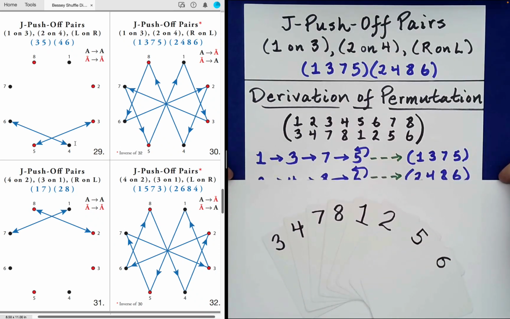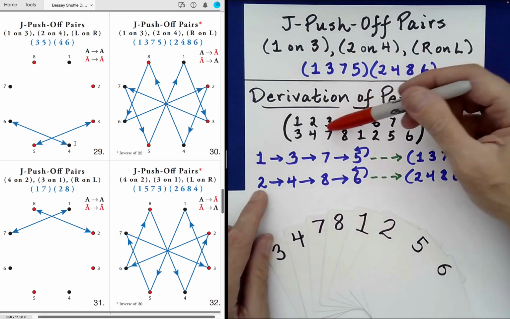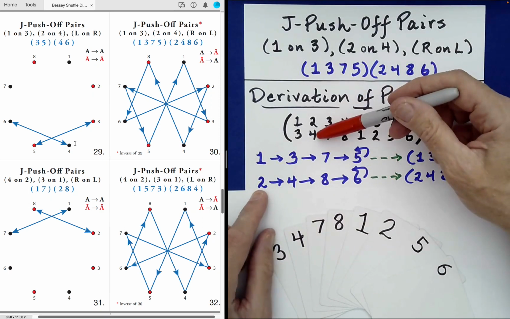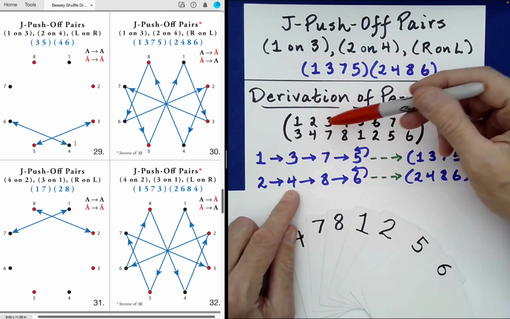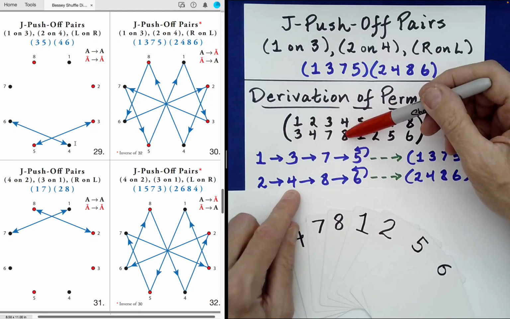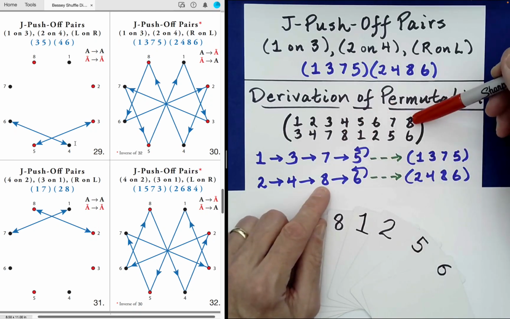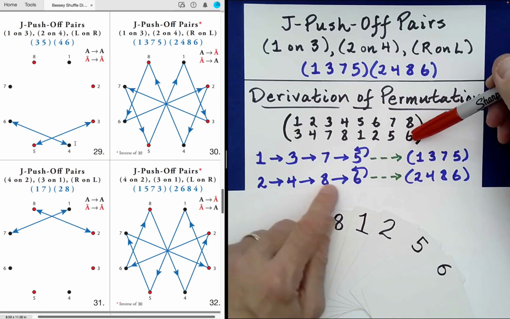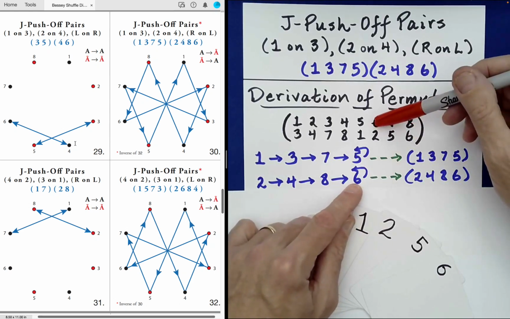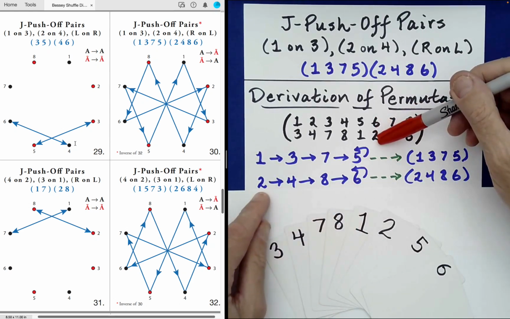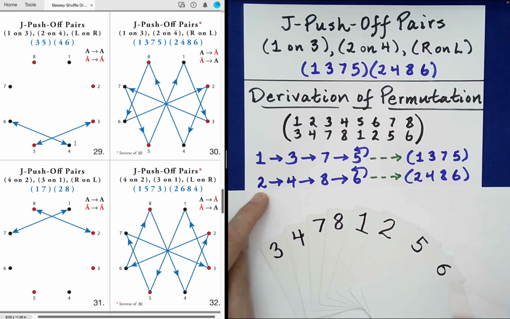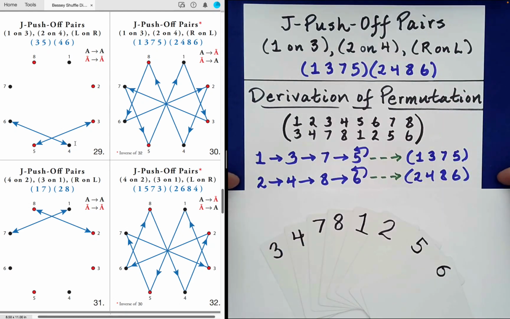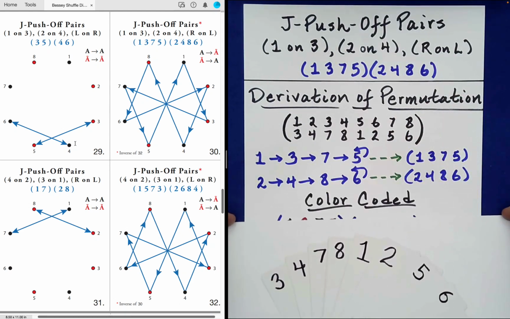Continuing on, we see that 2 goes to 4, so we have an arrow from 2 to 4. 4 goes to 8, an arrow from 4 to 8. 8 goes to 6, an arrow from 8 to 6. And then 6 returns back to 2, completing a second 4 cycle. Color coding these position values, we obtain the following.